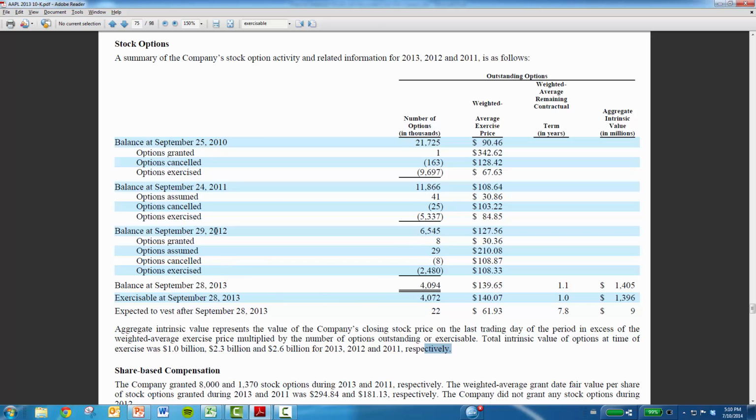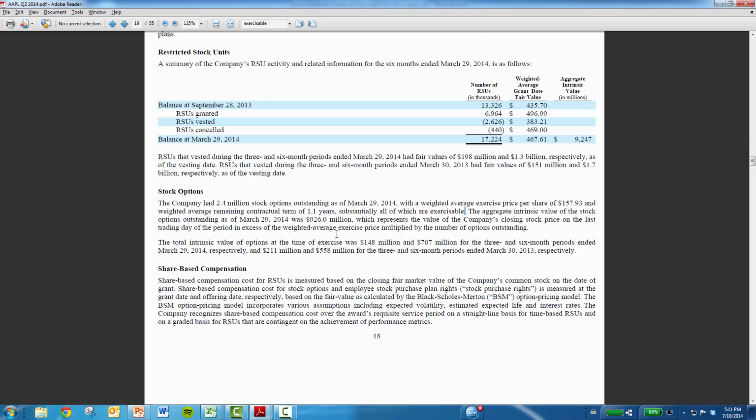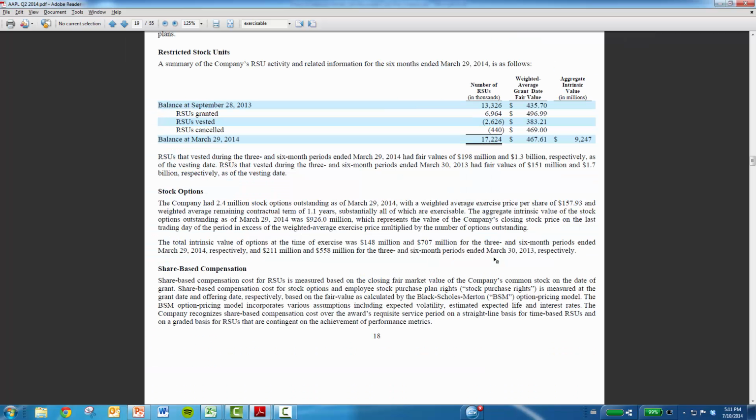They're telling us that as of September 28th, 2013, they have 4 million exercisable options at a weighted average exercise price of 140. So you really only get one tranche. And if you go back to the 10Q, you're getting virtually the same information. It's just a little bit more recent. You're seeing a weighted average exercise price of 157 instead of 140. So that's a little different.